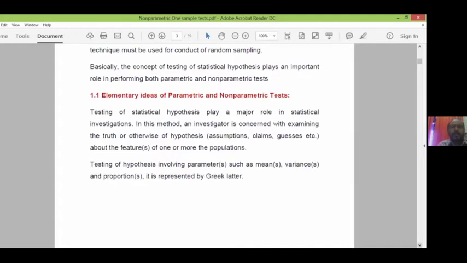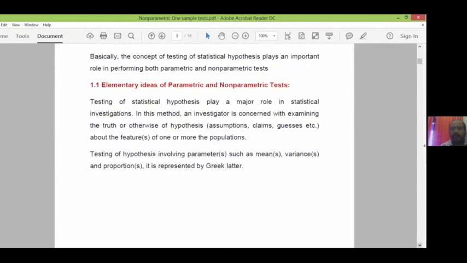So testing of a statistical hypothesis plays a major role in statistical investigation. In this method, an investigator is concerned with examining the truth or otherwise of the hypothesis, assumptions, claims or guesses about the features of one or more populations. So testing of hypothesis involves parameters such as mean, variance, or proportions. These are represented by Greek letters.